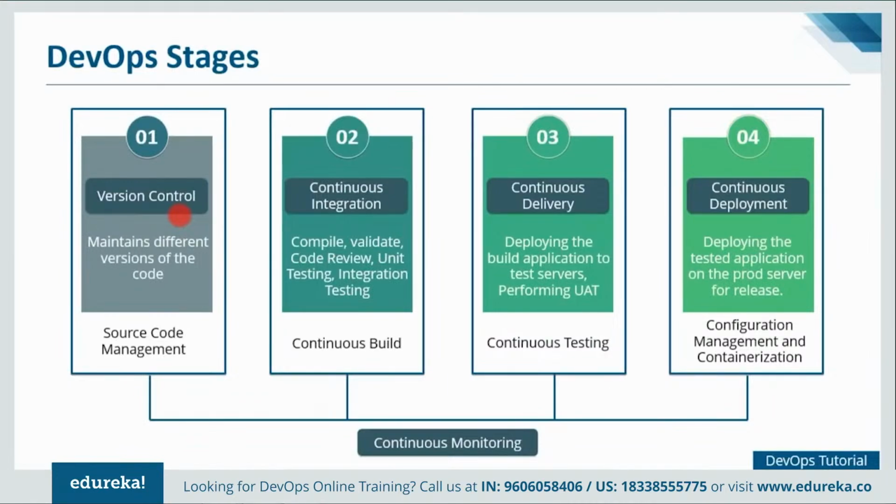Version control is basically maintaining different versions of the code. What I mean by that, suppose there are multiple developers writing code for a particular application. How will I know which developer has made which commit at what time, and which commit is actually causing the error? And how will I revert back to the previous commit? So I hope you're getting my point.